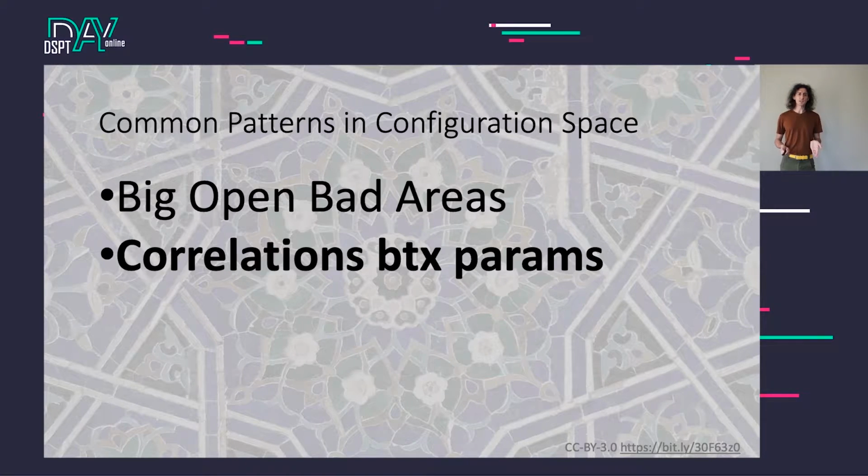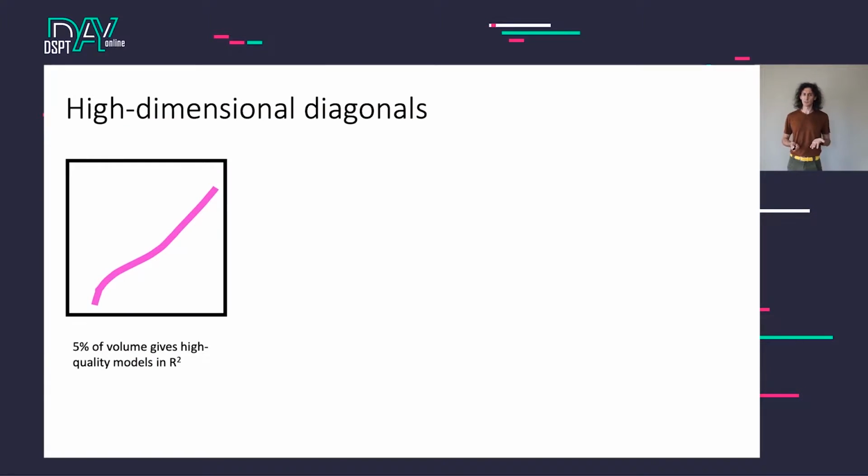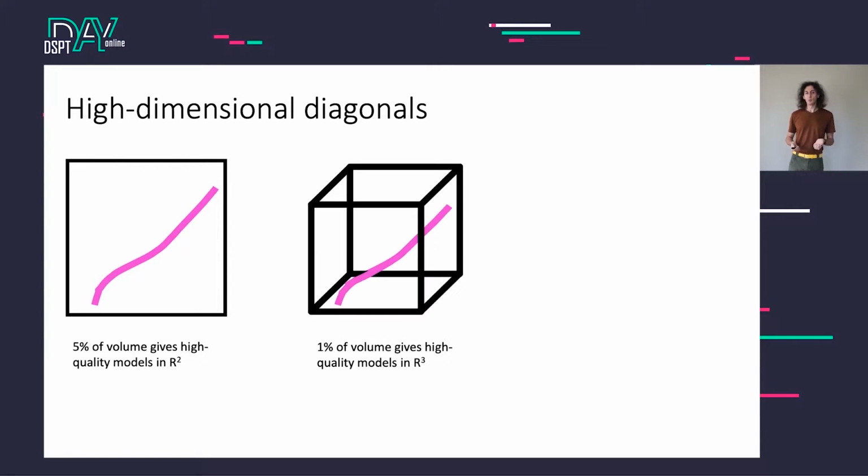So these correlations are another common pattern that shows up in configuration spaces. They're pretty easy to see in these two-dimensional plots, but they get problematic in higher dimensions, because let's say that the high-quality pink band is occupying 5% of the space when we're looking at 2 dimensions. When we add a 3rd dimension, if everything's equally scaled, you're only going to have 1% of that space giving you those high-quality results.